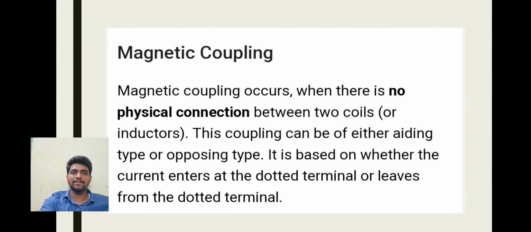Magnetic coupling. Magnetic coupling occurs when there is no physical connection between two coils or inductors. This coupling can be of either aiding type or opposing type. It is based on whether the current enters at the dotted terminal or leaves from the dotted terminal.